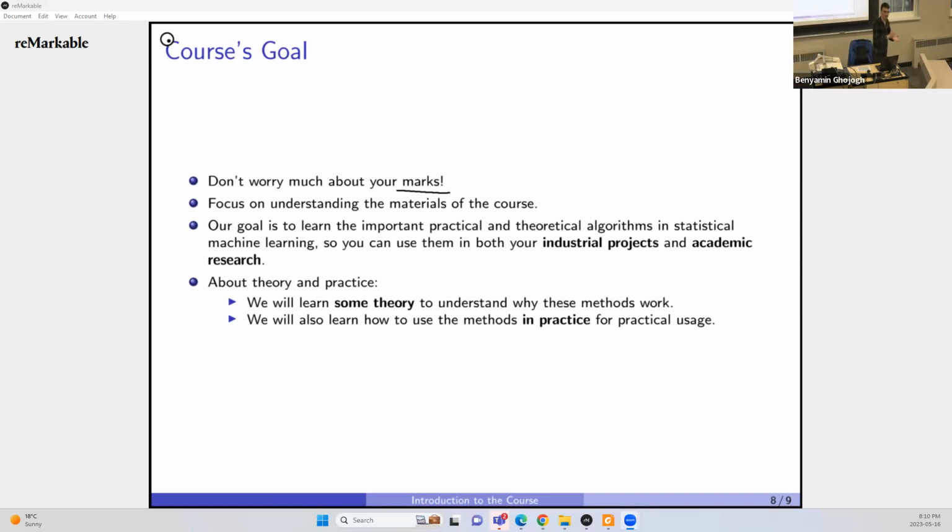Do your best. Don't say that I don't do things. Do the assignments and the midterm and the project completely. But don't worry about the marks. Okay. And when you see theory, don't be afraid. The theory is for you to understand it. Focus on understanding, and our goal is for both industry and academia. Okay? For both practice and theory.